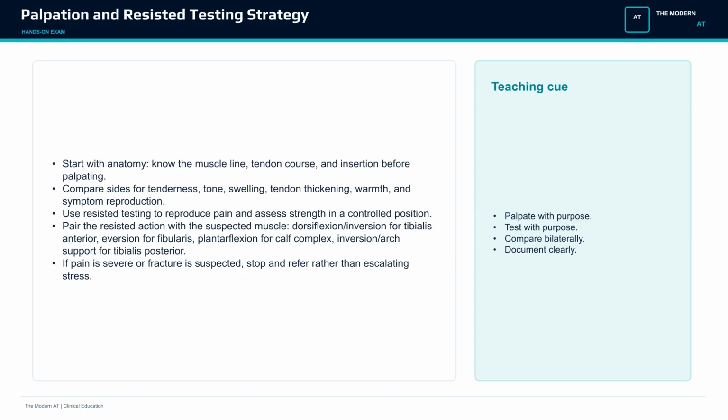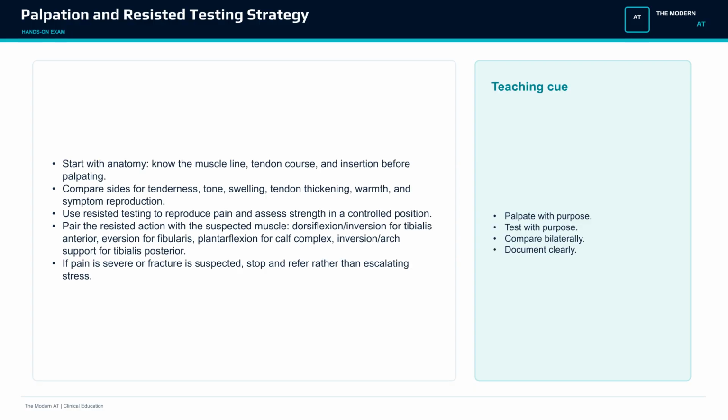Palpation and resisted testing should be purposeful. Before palpating, know the muscle line, tendon course, and insertion. You are trying to localize tenderness, reproduce symptoms, assess tissue irritability, and compare sides. Resisted testing helps determine whether a contractile tissue becomes painful or weak under load.